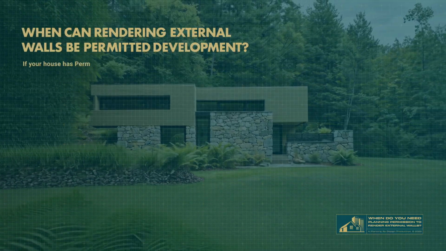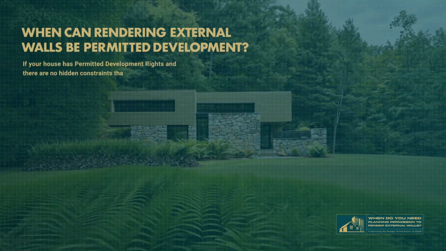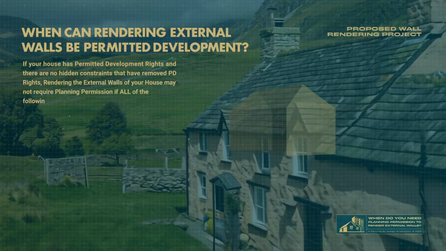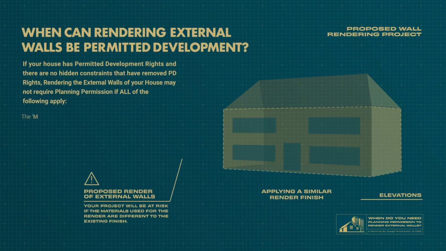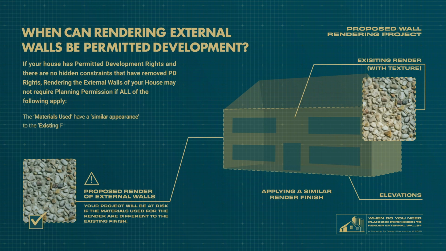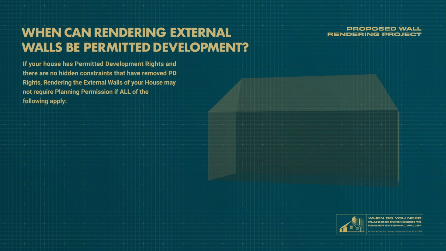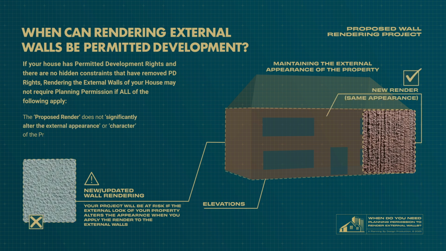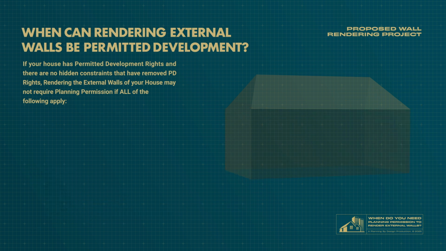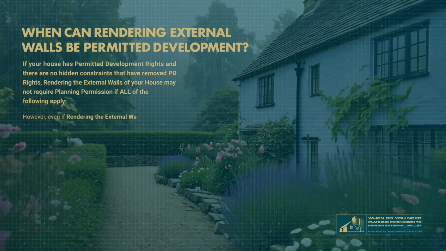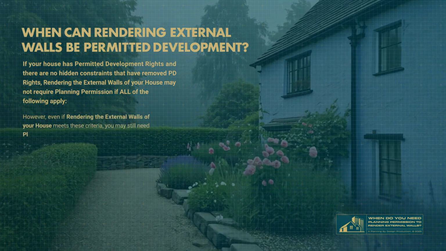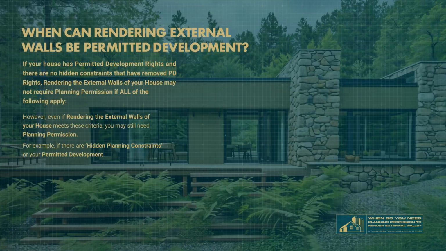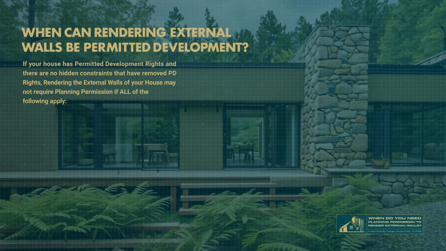If your house has permitted development rights, and there are no hidden constraints that have removed PD rights, rendering the external walls of your house may not require planning permission if all of the following apply. The materials used have a similar appearance to the existing finish. The proposed render does not significantly alter the external appearance or character of the property. However, even if rendering the external walls of your house meets these criteria, you may still need planning permission. For example, if there are hidden planning constraints or your permitted development rights have been used up by previous developments.